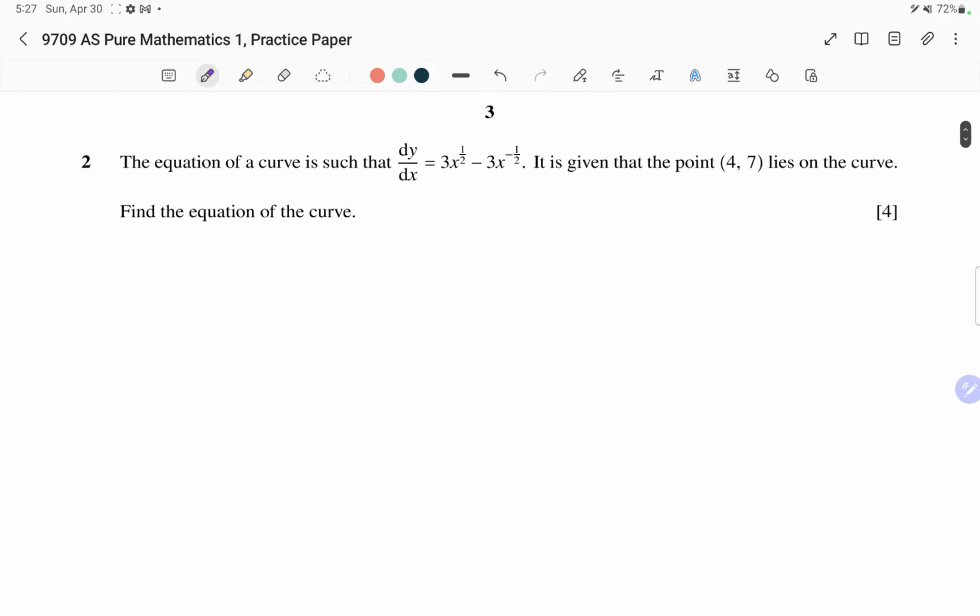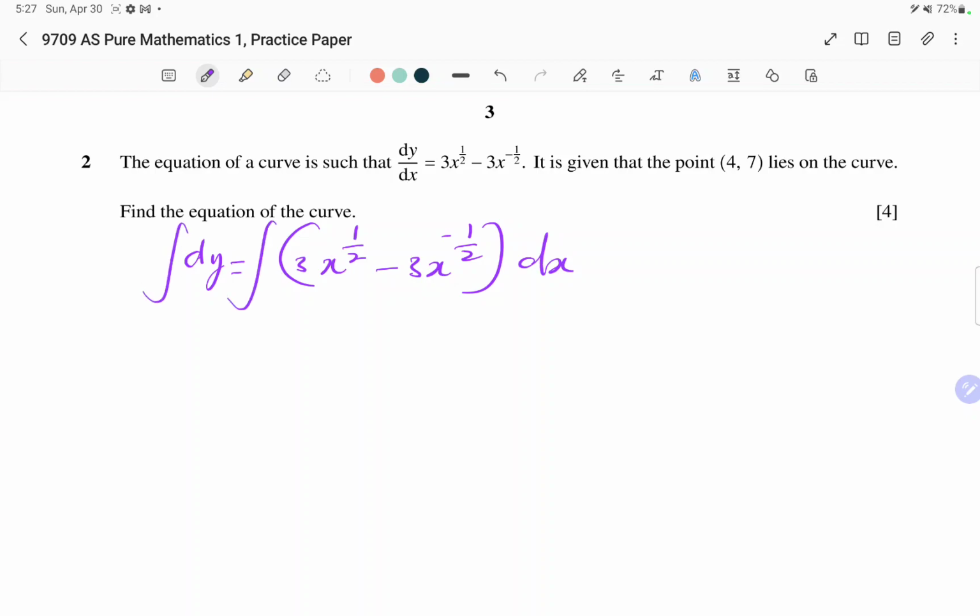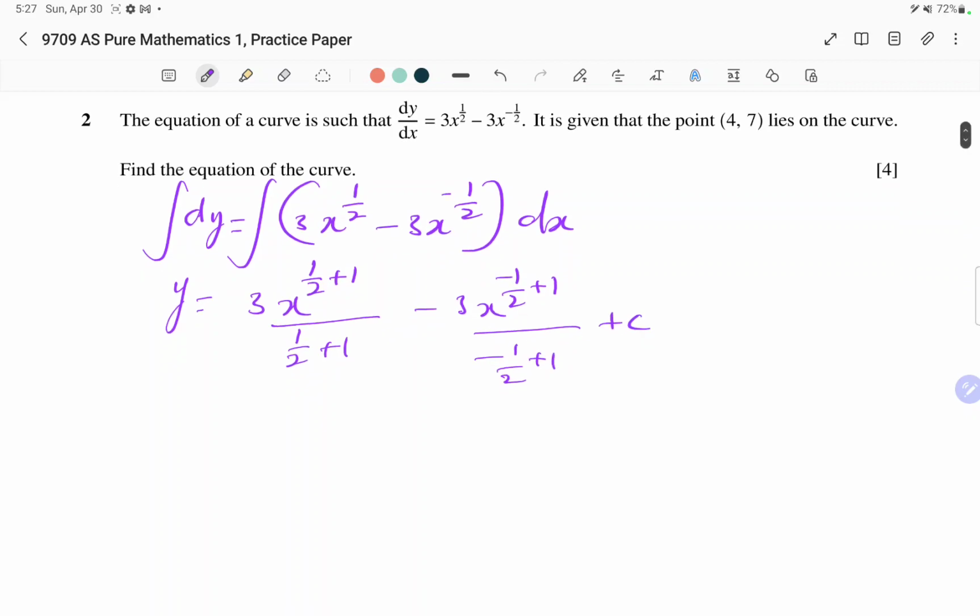Now the derivative of the curve is given to us. It is given that the point 4, 7 lies on the curve. Then find the equation of the curve. So we can write dy equals 3x to the power half minus 3 times x to the power minus half, and then dx I will take to the right side and then I will integrate. So the integral of dy is y, and 3 times x to the power half integrates to x to the power half plus 1 over half plus 1, minus 3 times x to the power minus half plus 1 over minus half plus 1, plus c.